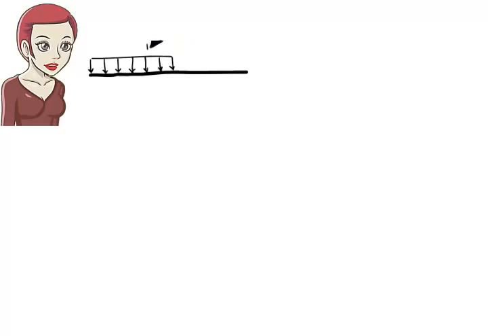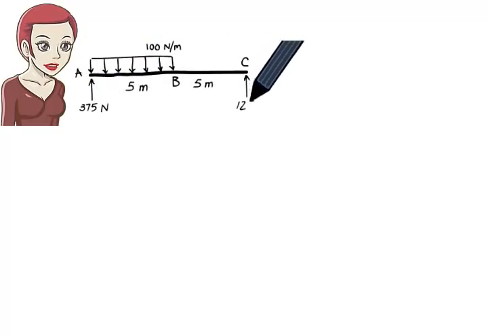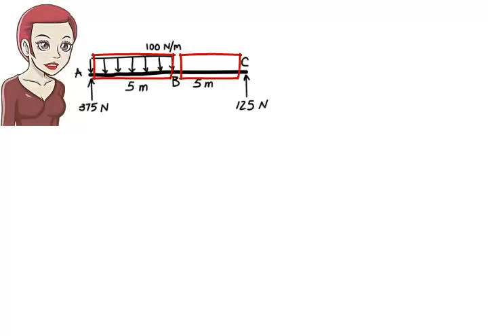Step 2. Determine the required number of shear and moment equations. Just like the previous example, here the load divides the beam into two segments, AB and BC. Therefore, we need two sets of equations, a pair of shear and moment equations for segment AB and another pair of equations for segment BC.